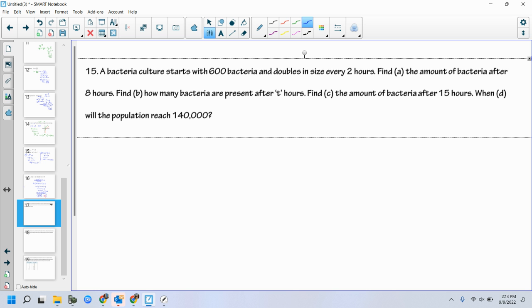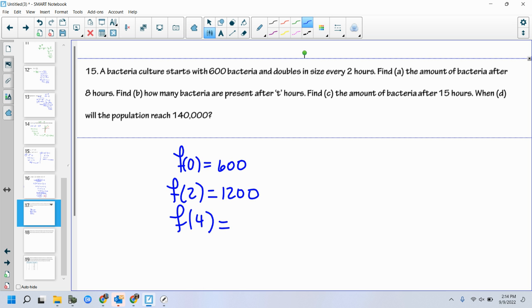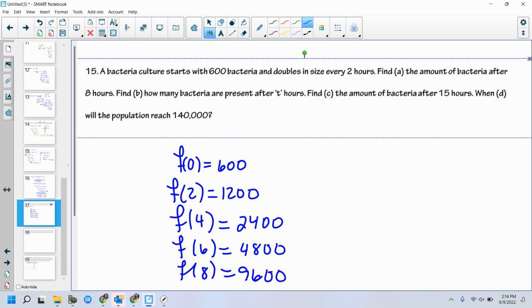All right, a bacteria culture starts with 600 bacteria. So F of 0 is 600. F of 2 is 1200. F of 4 is 2400. And I could keep this process going. F of 6 is 4800. And then F of 8 is 9600. So I can answer my first part, after 8 hours, 9600.